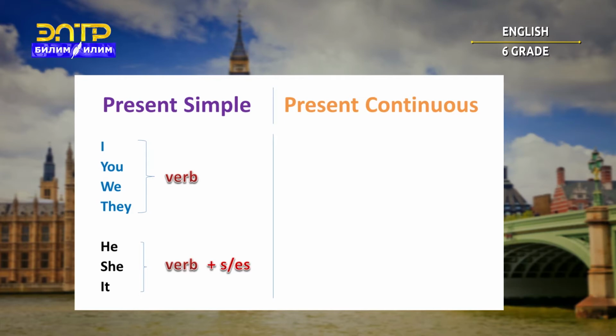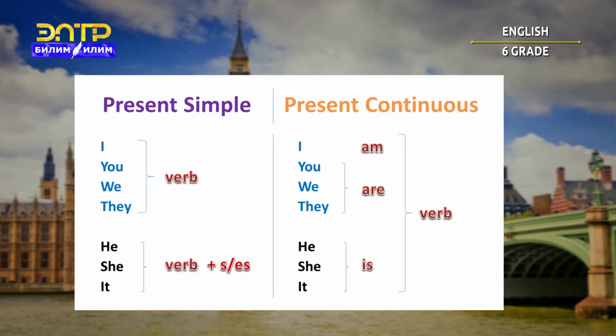Now present continuous. Subject pronoun I. Auxiliary verb am. Subject pronouns you, we, they. We use an auxiliary verb are. Subject pronouns he, she, it. We use an auxiliary verb is. And the second verb is verb with ing.